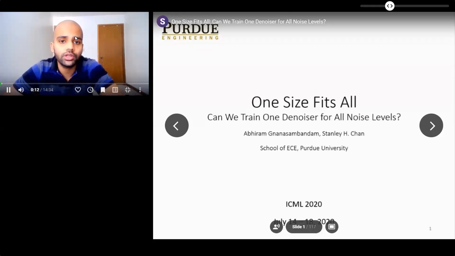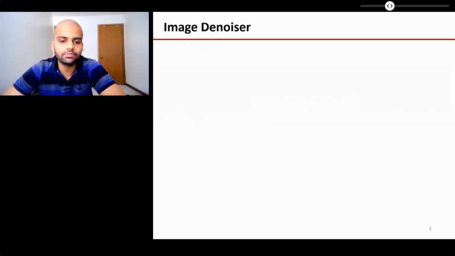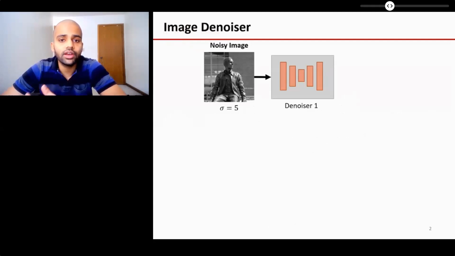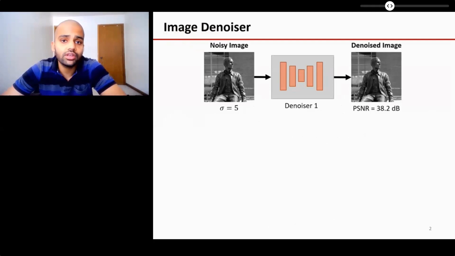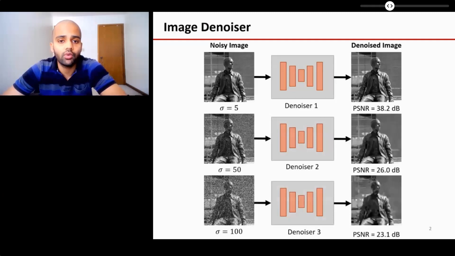Today, I'm going to be talking about our paper on how we can train a single denoiser for multiple noise levels. When we're training a neural network for estimation tasks such as denoising, we usually train a different denoiser for different noise levels. For example, here, we train a denoiser for a noise level of sigma equal to 5, another for sigma equal to 50, and one more for sigma equal to 100.